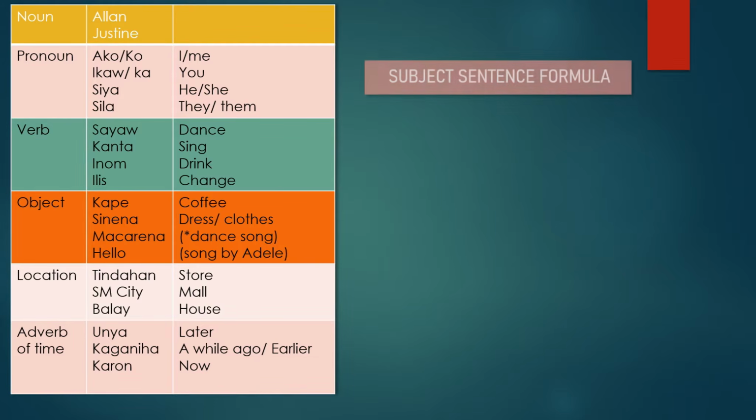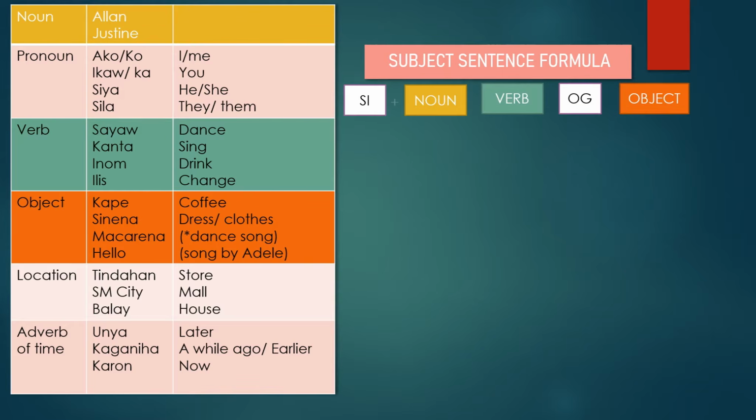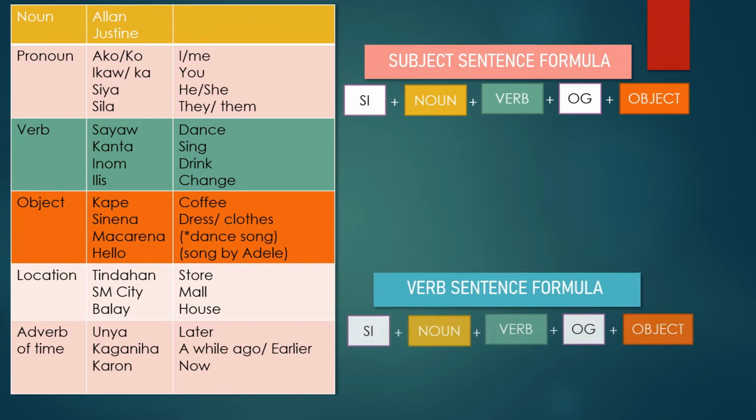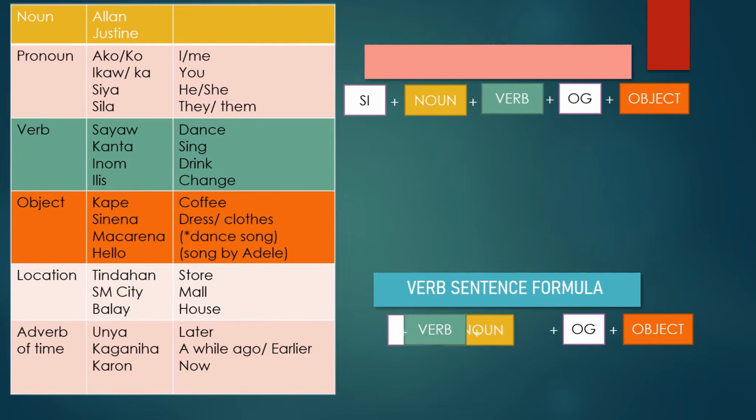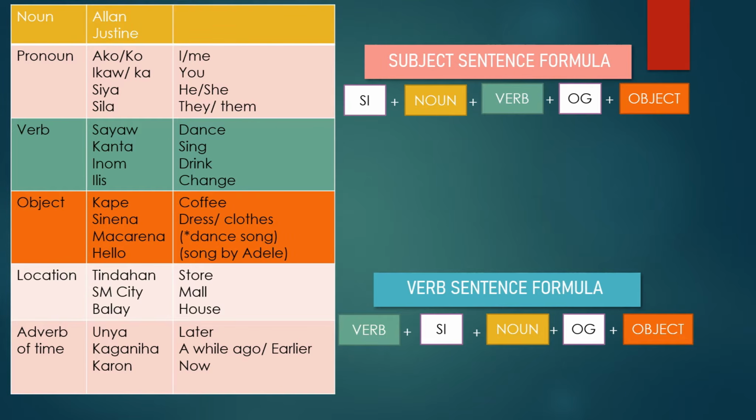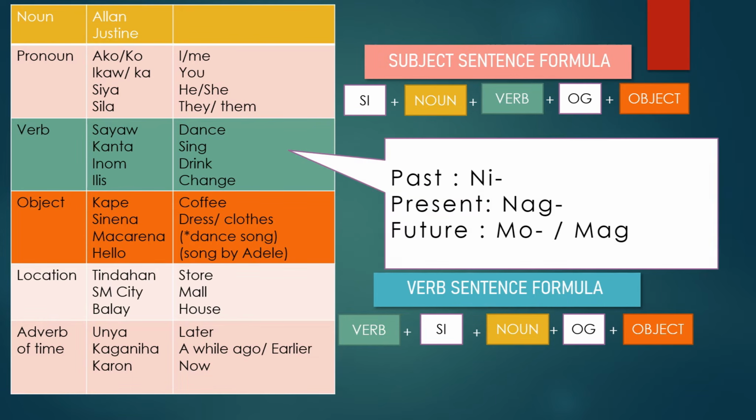The first one is the subject sentence formula. The second one is the verb sentence formula. The difference of the two is that for the verb sentence formula, we will just need to put the verb at the very beginning. We will use past, present, and future tenses. For past tense, we will use ni. For present tense, we will use nag. Please take note that nag can be present or past tense. And then the last one, we have the future tense. We will use mo or mag.